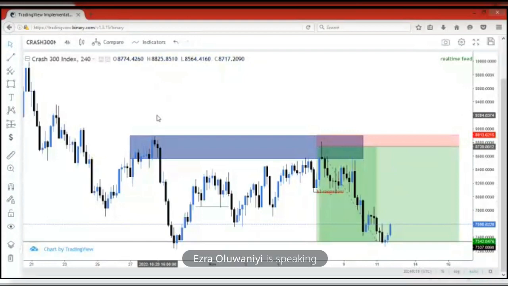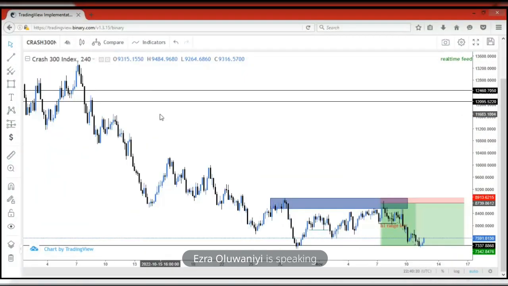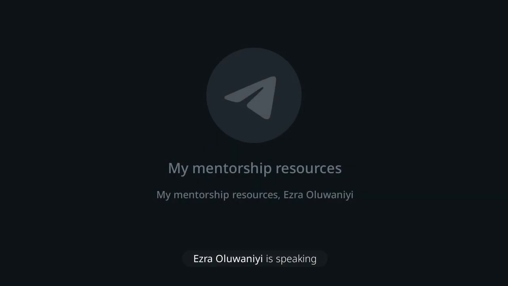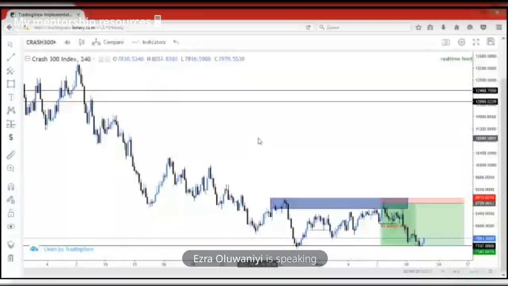First of all, you need to mark your demand and supply zones, depending on the trend of the market, whether the market is buying or the market is selling. If the market is selling, you look for supply zones. If the market is buying, you look for demand zones.